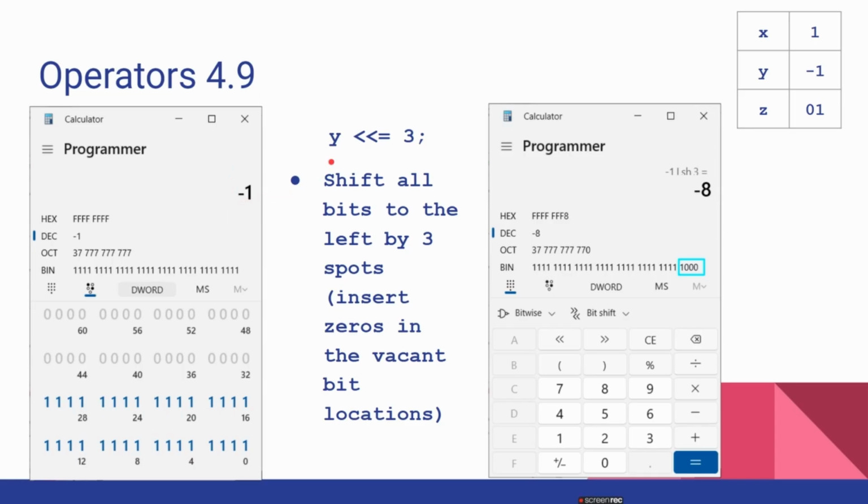Going to go ahead and shift all bits to the left by 3 spots. We can see that we're going to also insert zeros in the vacant bit locations. We can see here that bit 0, bit 1, and bit 2 all have zeros, as is expected when we left shift the value of y. And we can see here at the upper bits, we still have values of 1, as we're going to keep the sign bits, which I'll explain a little bit shortly. But nonetheless, left shifting y by 3 bits to the left gives us a result value of -8.